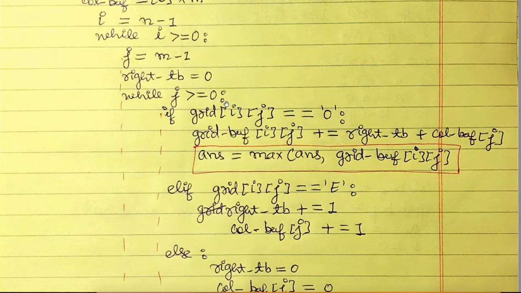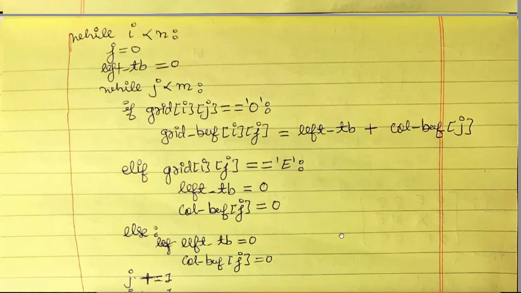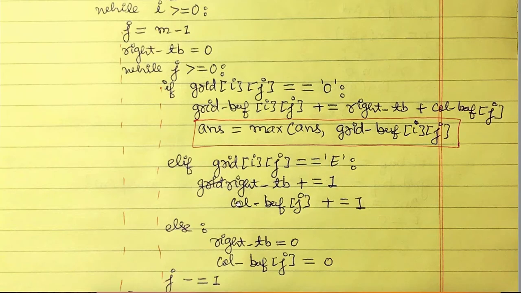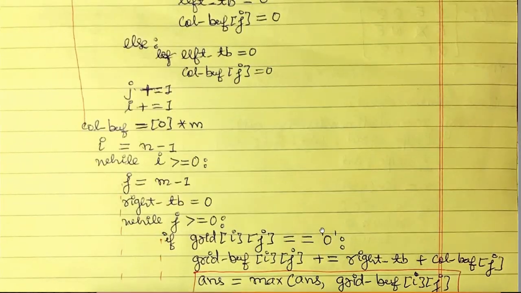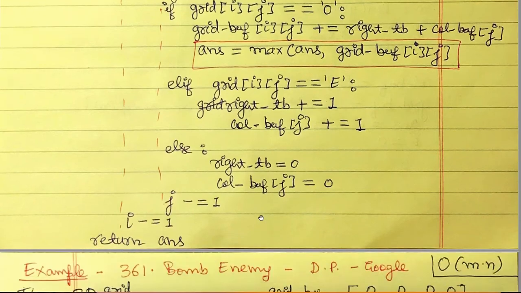So while j is greater than or equal to 0, we look at the grid values, and whenever the grid value is 0, the grid buffer is increased. The same expression should be here, plus equals to, because of the same logic, plus equals to right tab plus column buffer, and then the answer is given by the maximum of answer and this current grid value. Otherwise, if there is an enemy, we increase the right tab by 1 and column buffer by 1, and this logic is correct, and the same logic should be here. Okay, and I'm sorry for the typo.